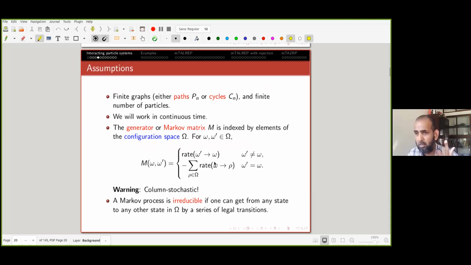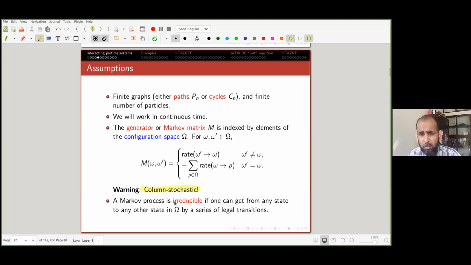So this is somewhat different from the probabilist convention. This is more the physics convention. This is column stochastic. So this is not the rate of omega to omega prime. And the diagonal entry is such that the column sums are 0. So this is why it's called column stochastic.